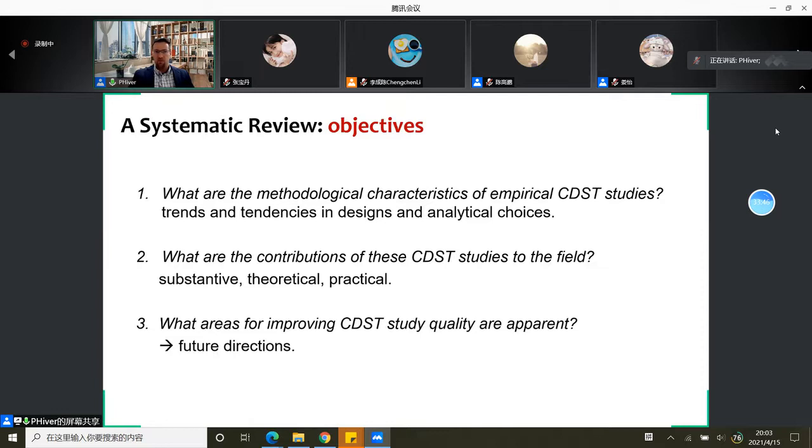So basically, question 1, what have people done? Question 2, what do we now know that we didn't previously know? And question 3, where do we go from here?